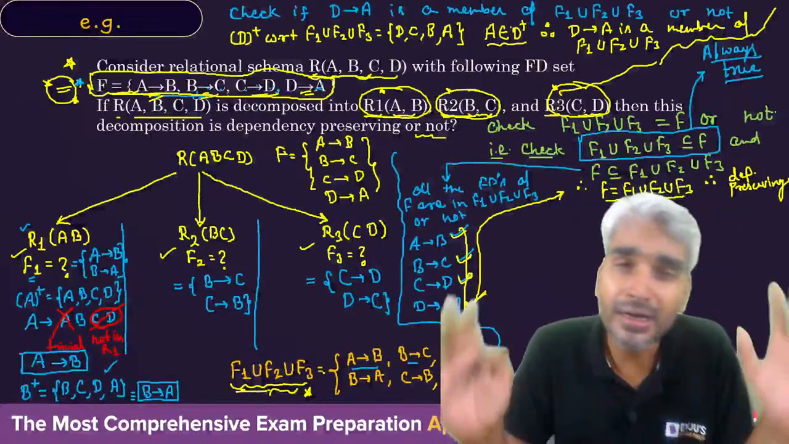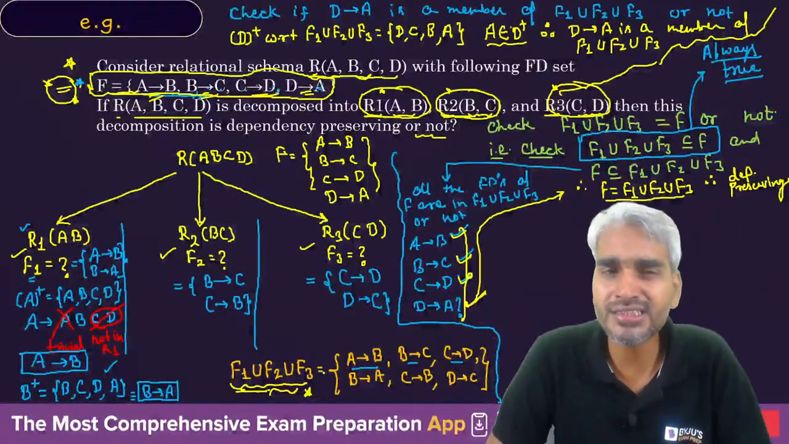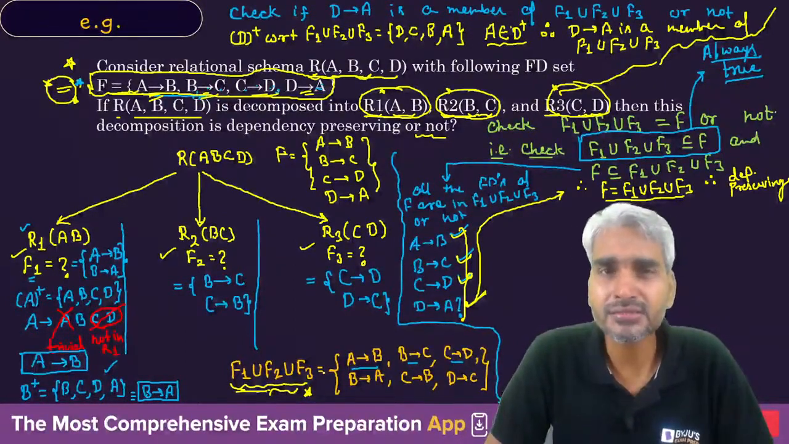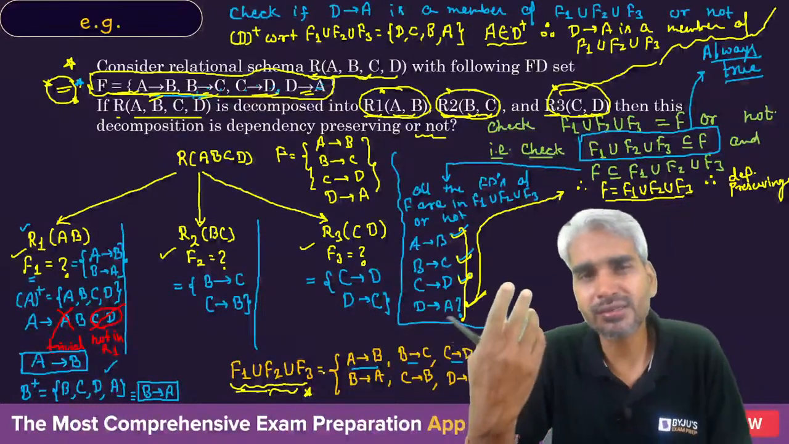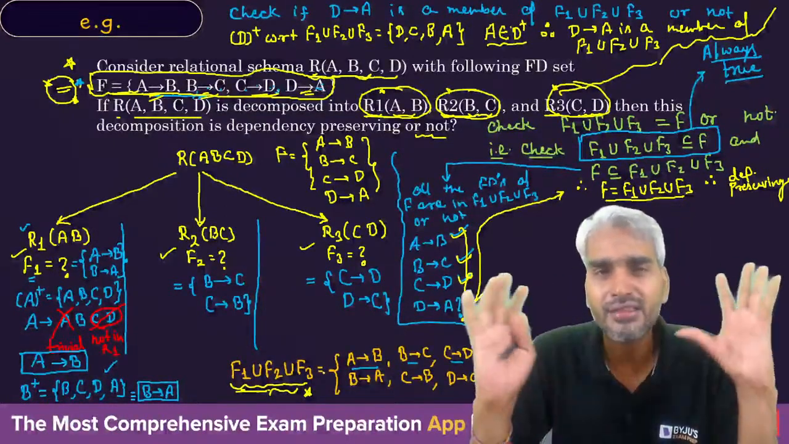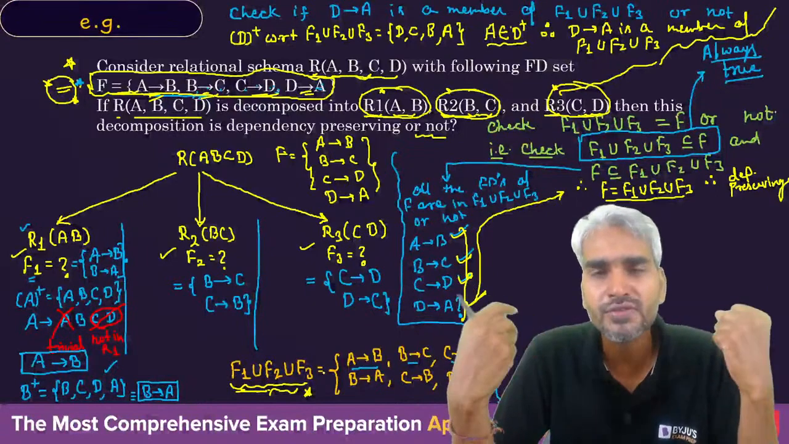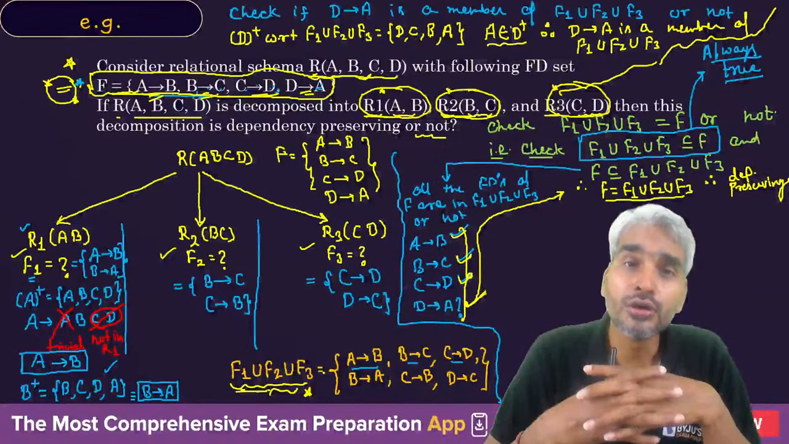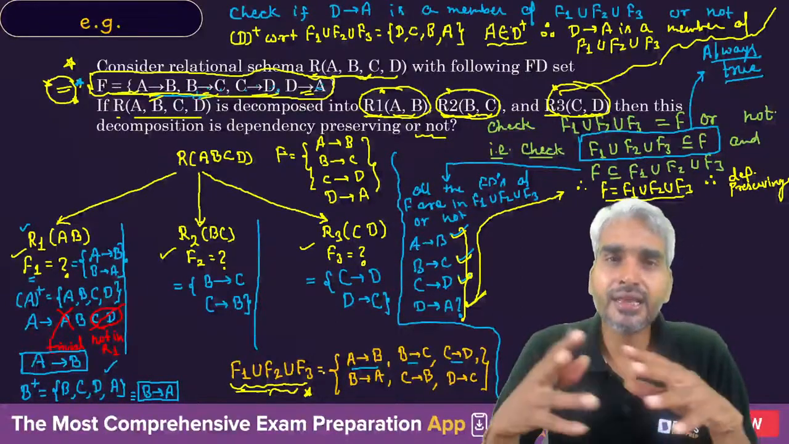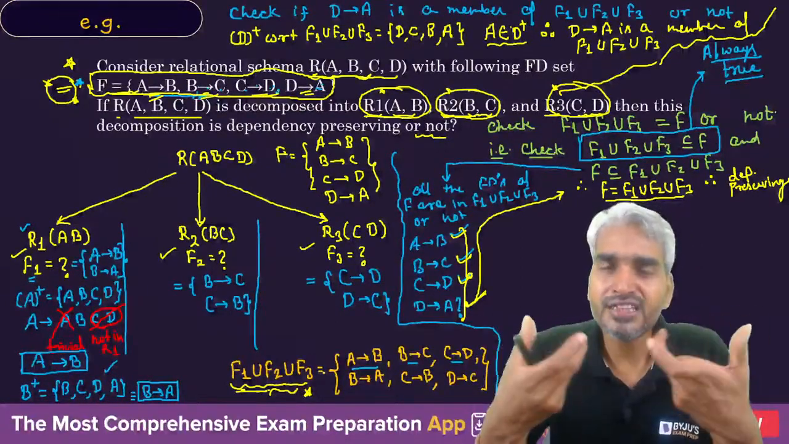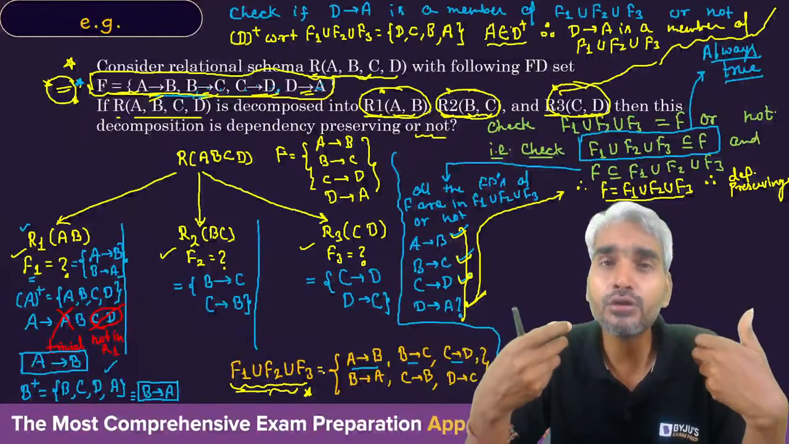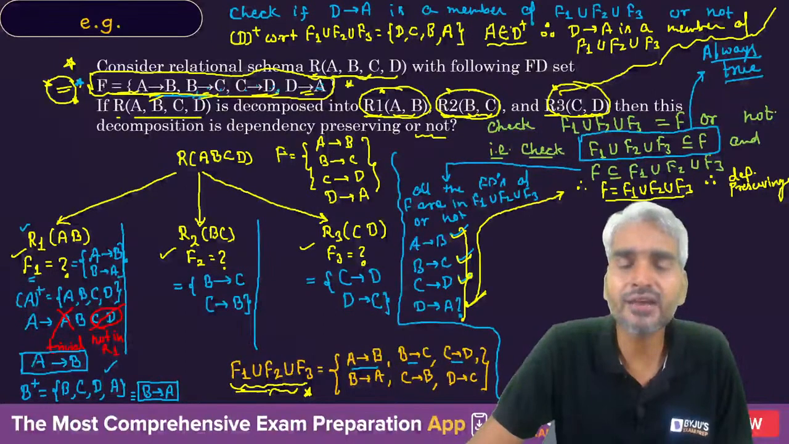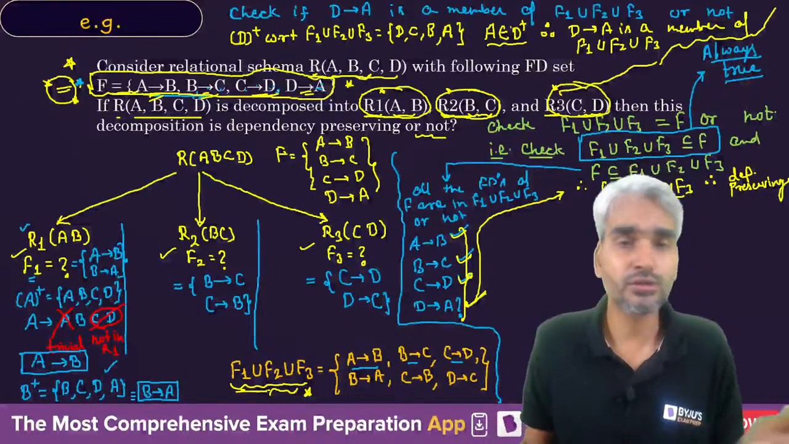Do we need to solve multiple examples on the same concept? No, sir. We have understood the complete thing, that if we want to check whether the decomposition is dependency preserving or not, then we just need to ensure that after the decomposition, those different FD sets of sub-relations are able to preserve all the FDs of original FD set F or not. That's the only thing which we need to understand.